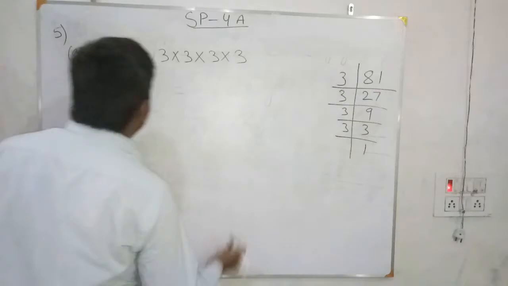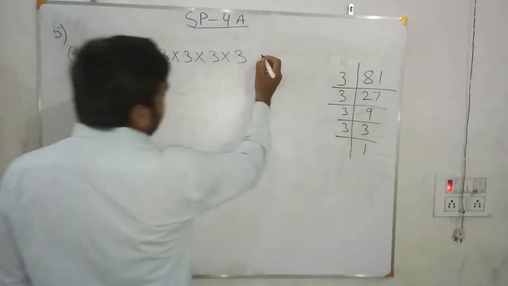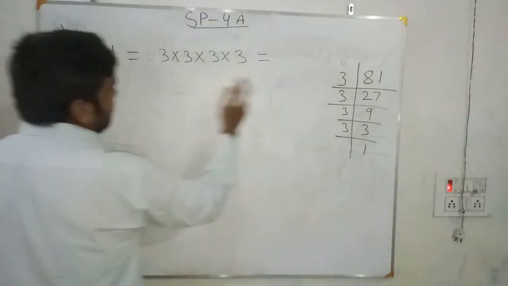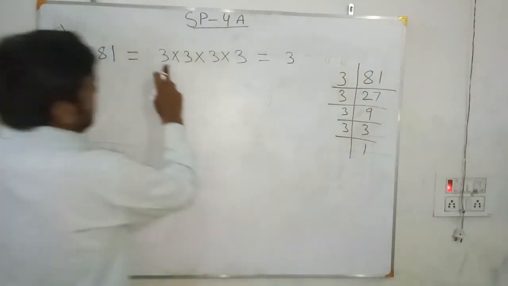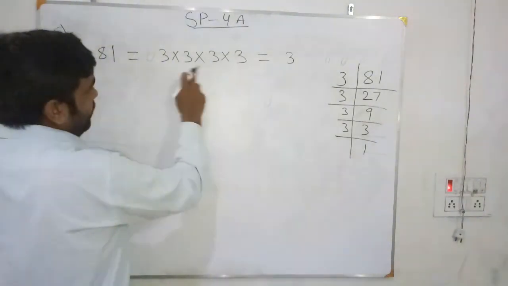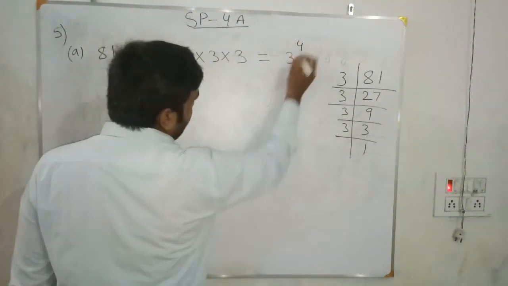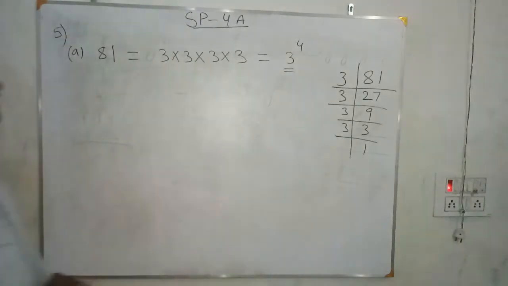1 is not a prime number. So in this place you can write the same base 3, which is multiplied by itself 4 times. 1, 2, 3, 4. So 3 to the power 4 you can also write. Okay, like this we have to do.